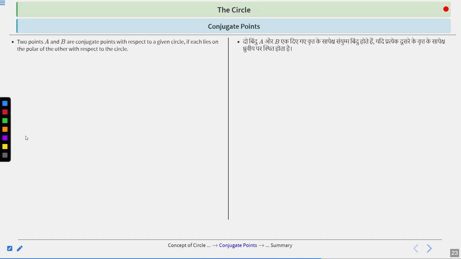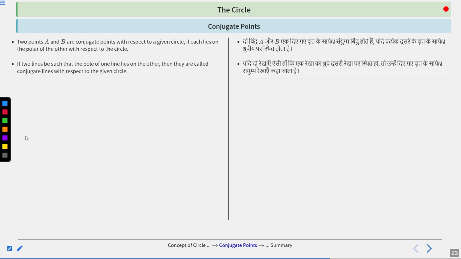Now let us see the conjugate points. Two points A and B are conjugate points with respect to a given circle if each lies on the polar of the other with respect to the circle, right? Got it? If two lines are such that the pole of one line lies on the other, then they are called conjugate lines with respect to the given circle, right? Got it?